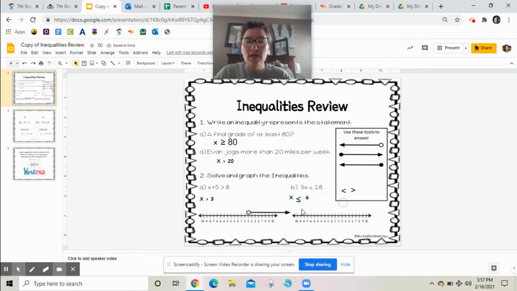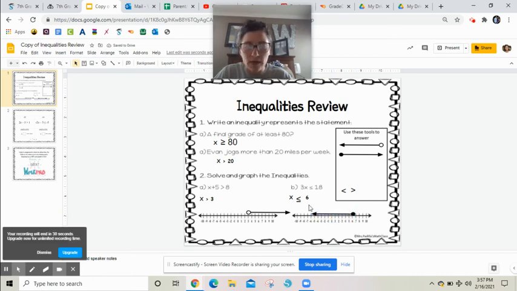Now we know that this is going to be a closed circle, because it's got an equal sign, because it can include that number, and it's pointing to the left. So we want this one right here. We're going to find the number 6 and put it right on top there the best we can. Like I said, if you have to play with it to get it, I'm not worried about it. I just want to see this right here.